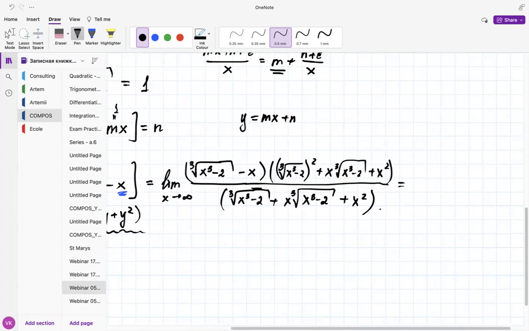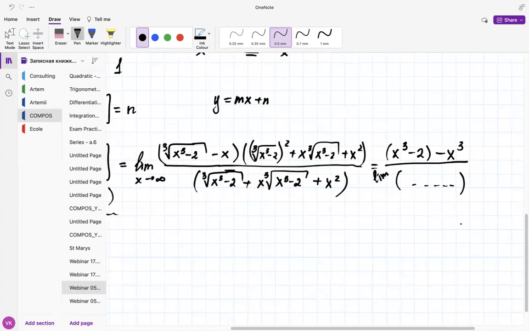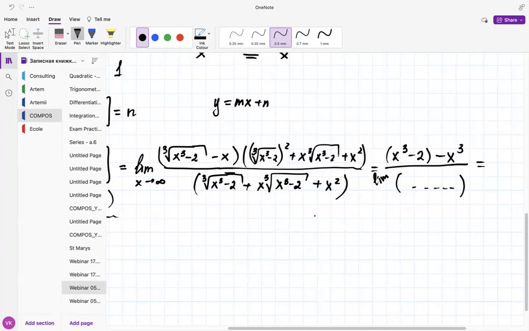Okay, so what do we get on top? Something nice looking, I hope. We get this thing cubed minus x cubed. So what would it be? X cubed minus 2, minus x cubed. That's why we started all this. And here we have this kind of nasty expression, which we'll just put as some dots because we remember what it is. But on top, we just get minus 2 divided by this particular thing.